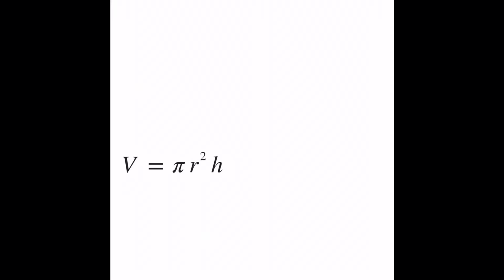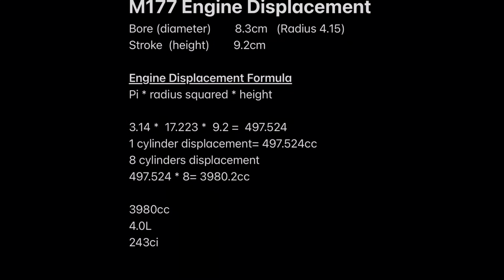Like I said, for the radius, you do 8.3 divided by 2, that will be 4.15. Then 4.15 squared: 4.15 times 4.15 is 17 point something. So with the formula I mentioned earlier, pi r squared h, to get the cylinder displacement, we'll do 3.14 times 17 point something times 9.2, which will give us 497.5 or something cc. Like I said, this engine has 8 cylinders, so we multiply that 497.5 times 8, and that is 3,980 something cc.